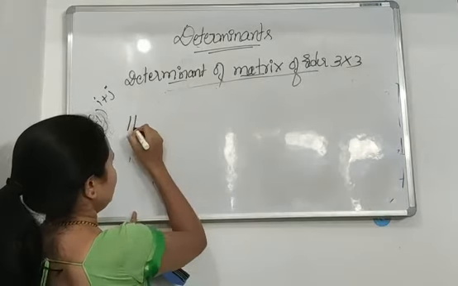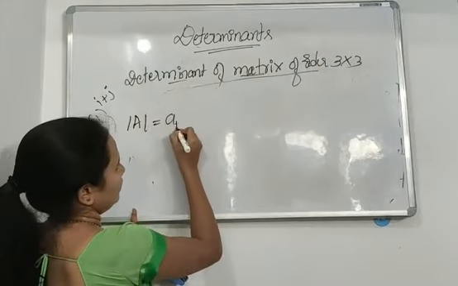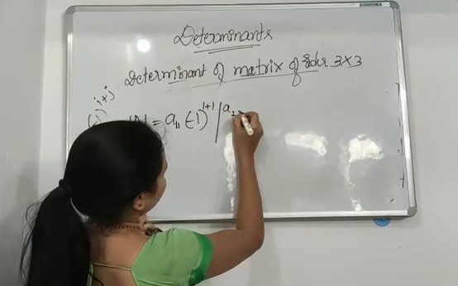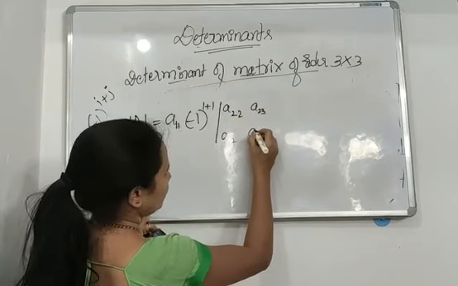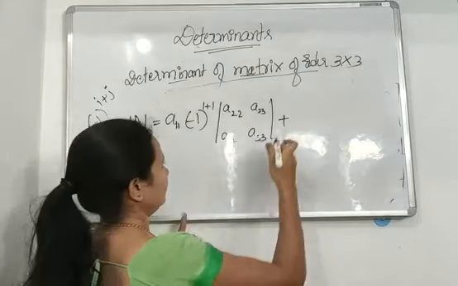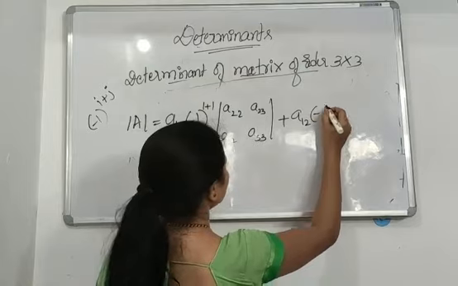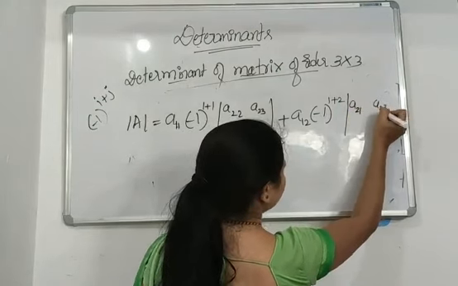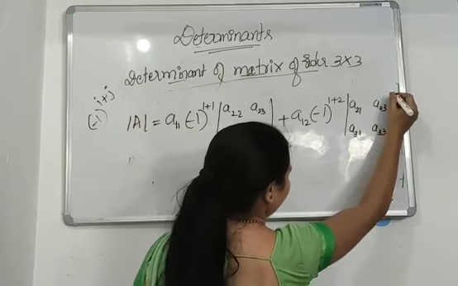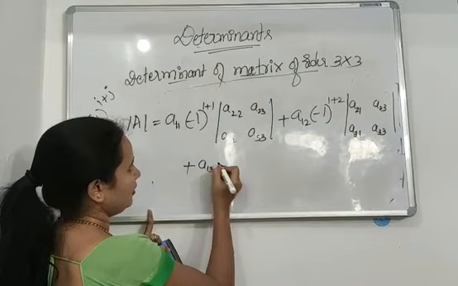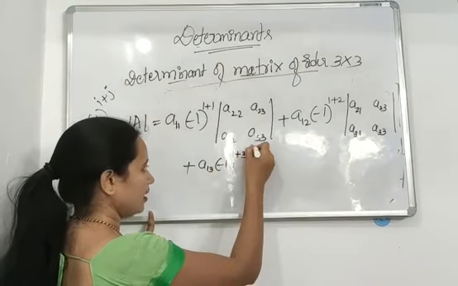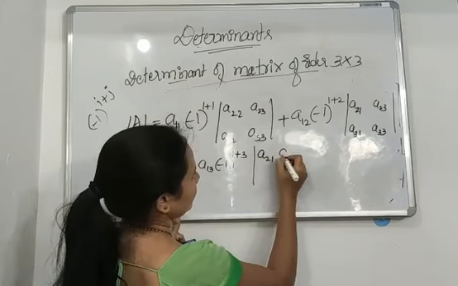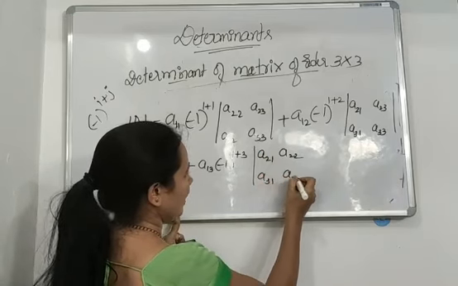So determinant A is equal to A11 into minus 1 power 1 plus 1 into determinant of A22, A23, A32, A33, plus, and the second one, A12 into minus 1 power 1 plus 2 into determinant of A21, A23, A31, A33, plus A13 into minus 1 power 1 plus 3 into determinant of A21, A22, A31, A32.